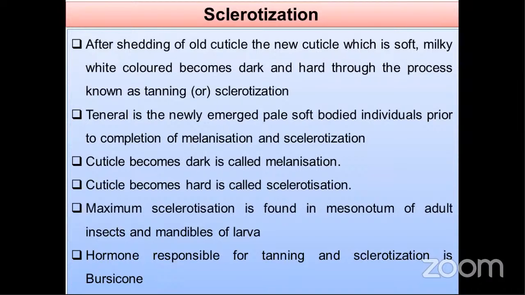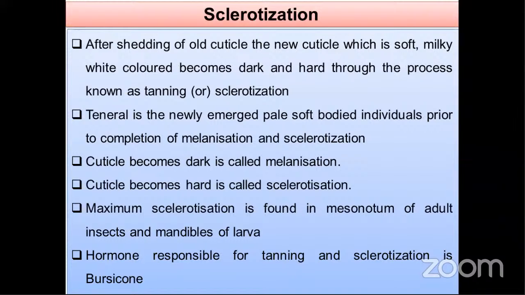After shedding of the old cuticle, the cuticle which is soft, milky, and white becomes dark and hard through the process of tanning. With the help of Bursicon hormone, tanning takes place. The maximum sclerotization is found in the mesonotum of the adult.